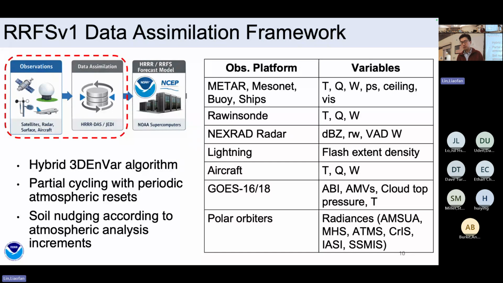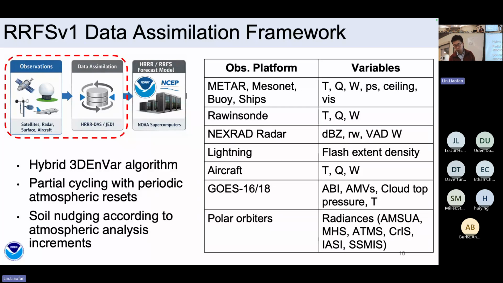Okay, this slide shows the version 1 data assimilation framework. Currently it's using a hybrid 3D ensemble-variational (EnVar) algorithm with partial cycling and periodic atmospheric reset. And there are components such as soil nudging and adjustment according to the atmospheric analysis increment.